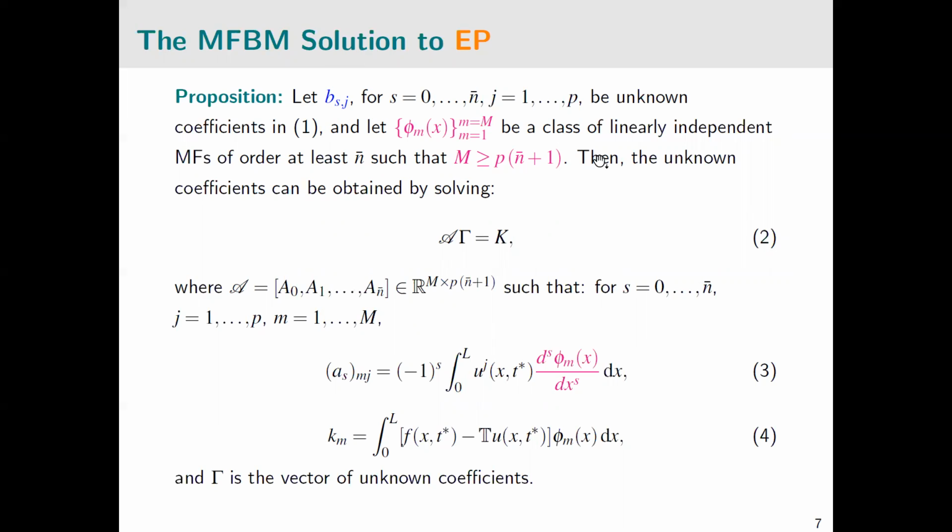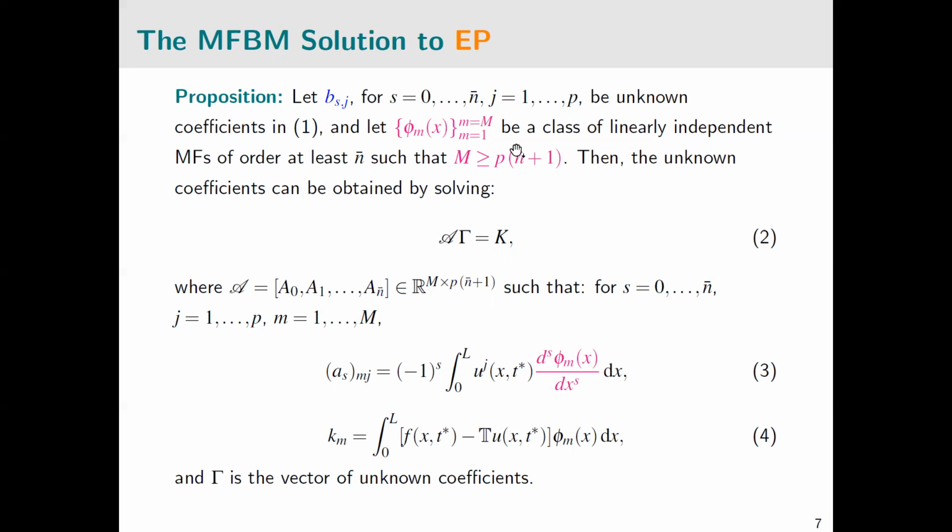Then the unknown coefficients can be obtained by solving the system A gamma equals K, where the matrix A consists of submatrices, as here, with the entries given in equation 3. The entries for the right-hand side vector are given in equation 4, and gamma is the vector of the unknown coefficients. Just notice that in equation 3, we have the spatial derivative of the modulating functions, without any derivative of the measurement u. And this is one of the main features of the modulating function method.